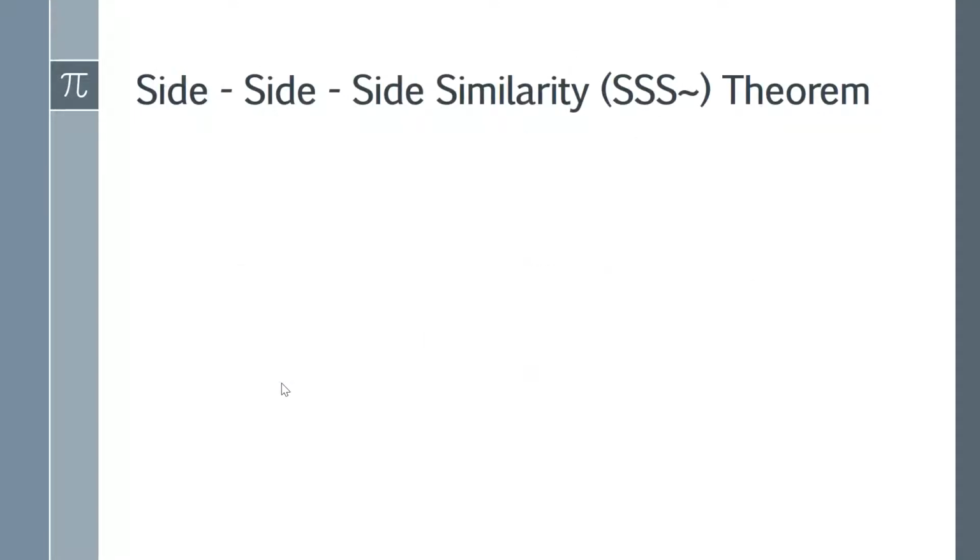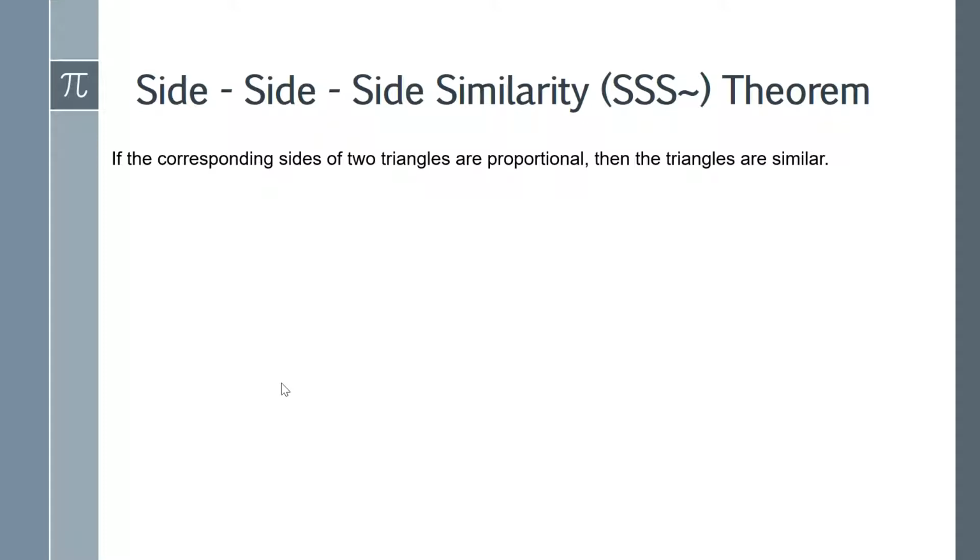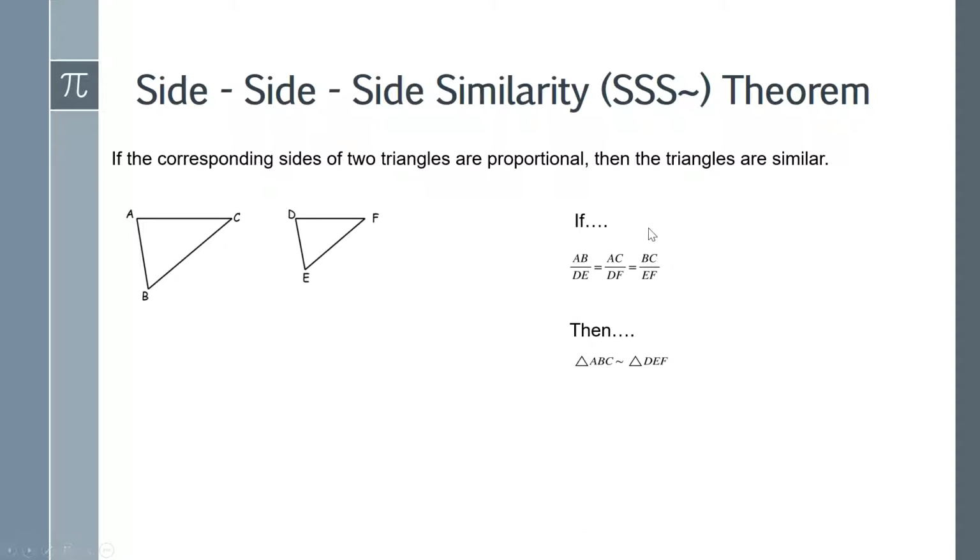And finally, we have the side similarity theorem. So what does it say? It's real simple. If the corresponding sides of two triangles are proportional, then the triangles are similar. So that means that all 3 sides have to be proportional to each other, so the same ratio. So here is the picture. And basically what we're just saying is that if all 3 sides are proportional, so AD over DE, AC over DF, and BC over EF, if those all equal the same value, then we have similar triangles.